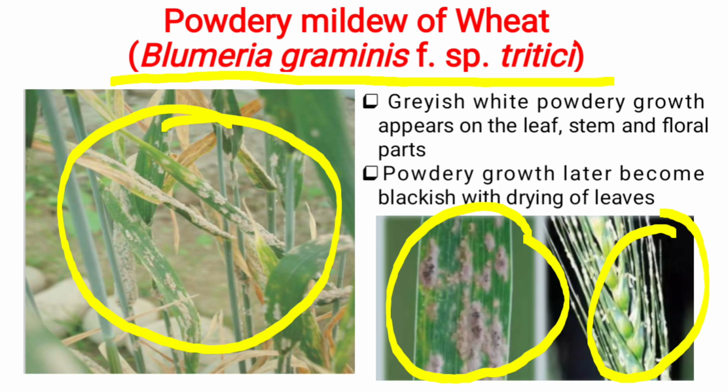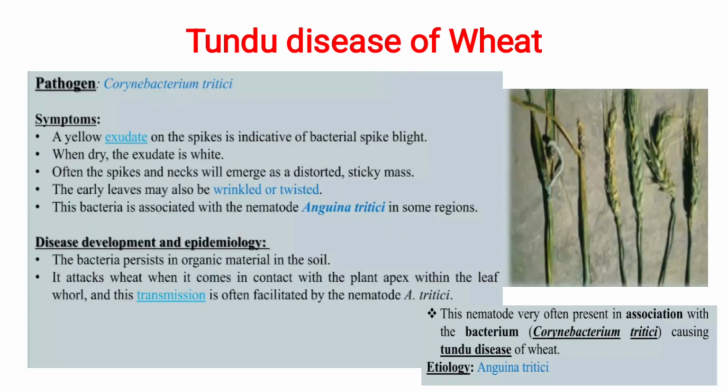as well as on the ear portion of the plant, where a grayish white powdery growth appears on the leaf, stem, and the floral parts. This powdery growth later becomes blackish with the drying of the leaves, and ultimately it affects the photosynthetic ability, which affects the yield of the crop, right? Now, all the diseases that we have discussed are fungal diseases.